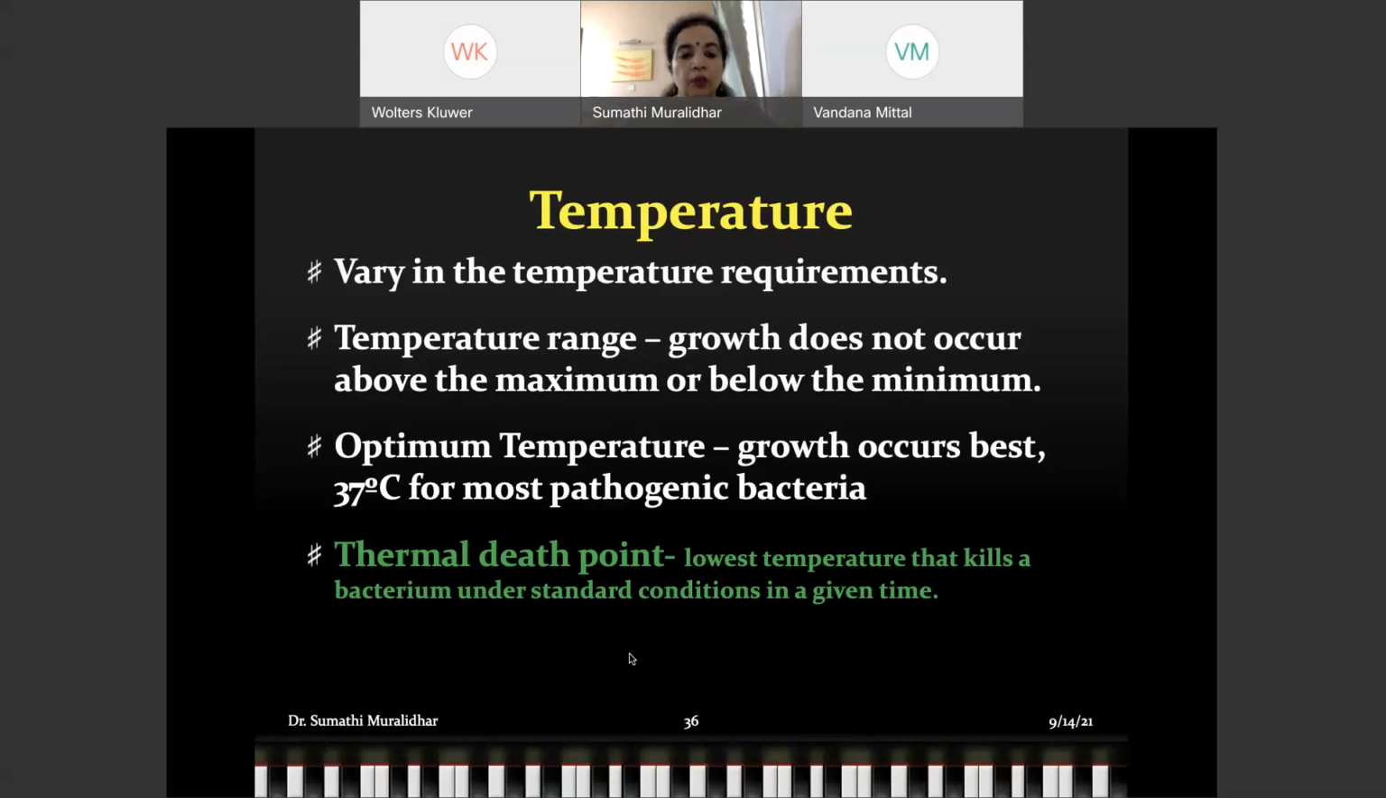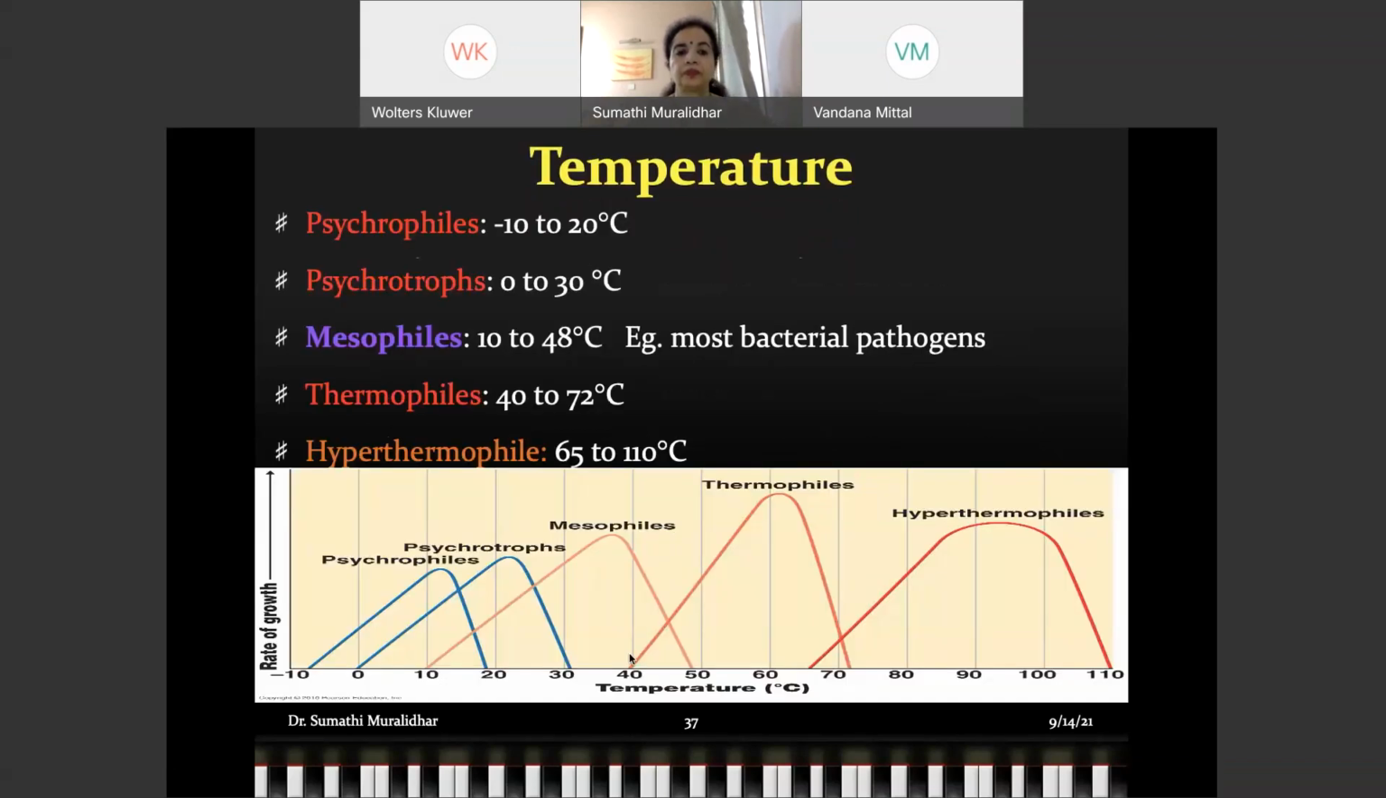And what is thermal death point? It's the lowest temperature that kills a bacterium under standard conditions in a given time. Okay. So the different categories of bacteria based on the temperature requirements. The psychrophiles, psychro means low temperature and phil refers to loving. So those which love low temperatures grow around 10 to 20 degrees centigrade. And the mesophiles are the medium-loving bacteria, that is temperatures between 10 and 48. And thermophiles are the ones which love high temperatures, so they grow around 40 to 72 degrees centigrade.